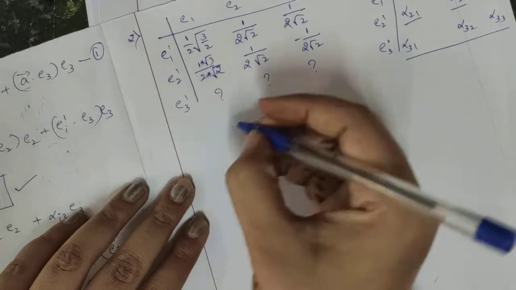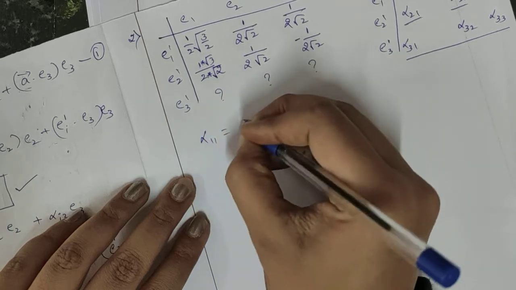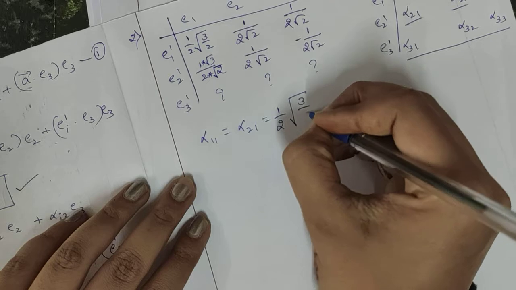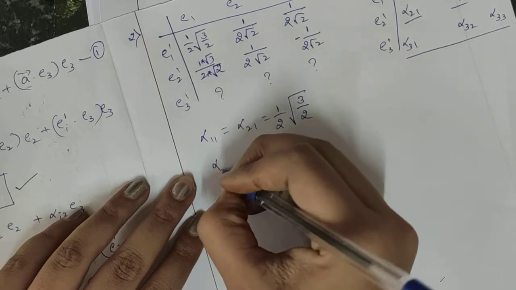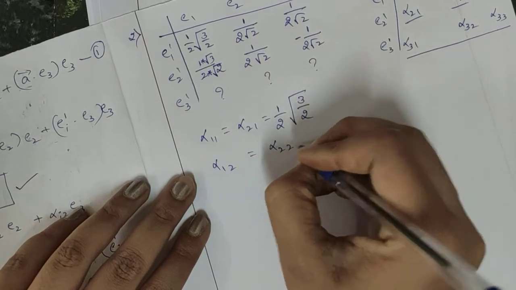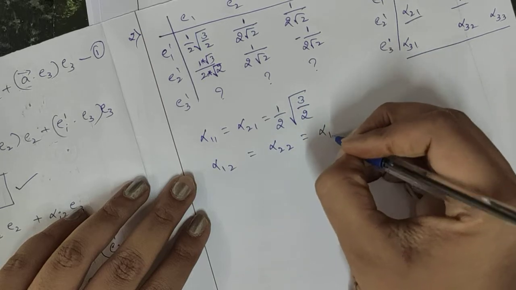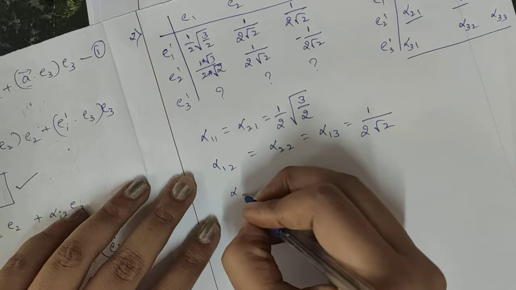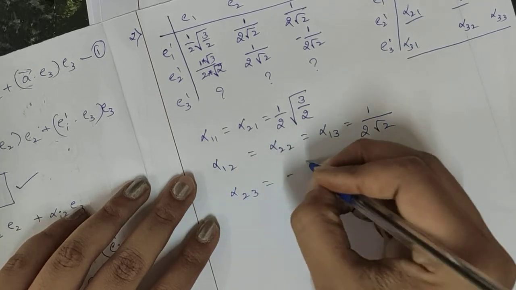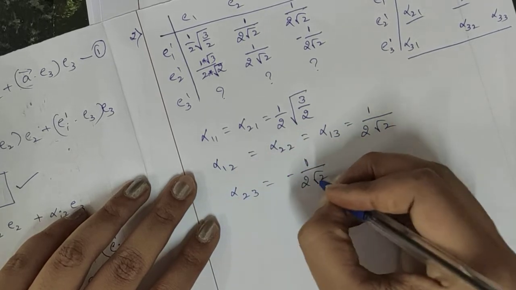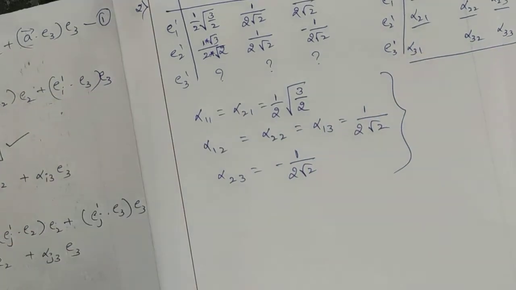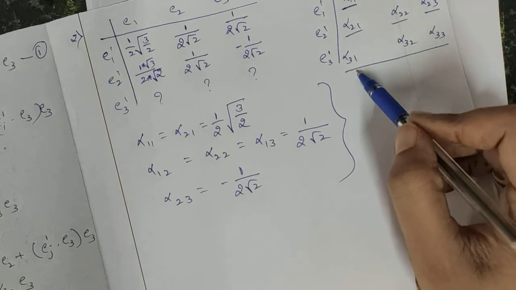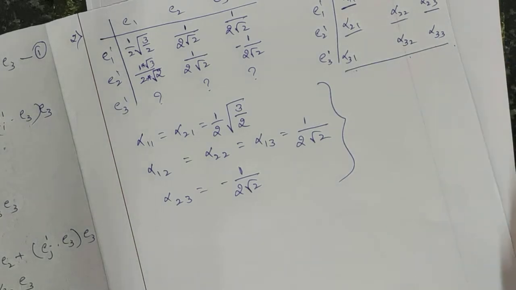Right? So from this, alpha 1 1 is equal to alpha 2 1 is equal to 1 by 2 root 3 by 2, and alpha 1 2 is equal to alpha 2 2 is equal to alpha 1 3, that is 1 over 2 root 2, and alpha 2 3 is nothing but minus 1 by 2 root 2. We know these values. Using these values, we have to find out the third row, alpha 3 1, 3 2, 3 3, right?